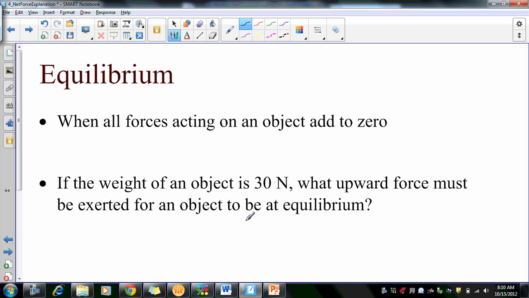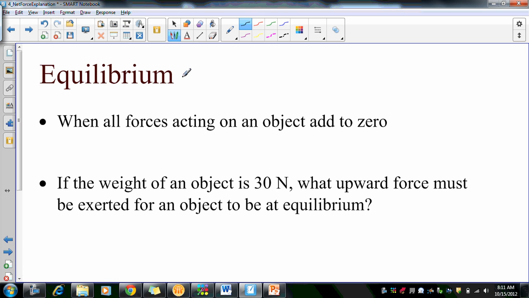So then what is equilibrium? Equilibrium is when all forces acting on an object add to zero. This is just like in chemistry when we talked about equilibrium, where reactants are equal to products. Same thing happens here. It's where one force is going in one direction and there's another force to perfectly counteract it in the other direction.